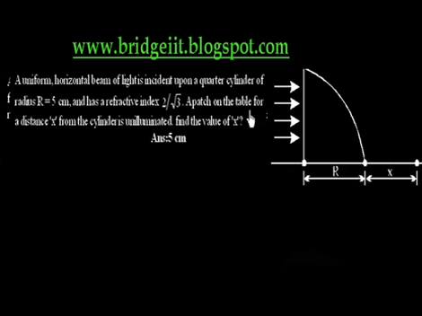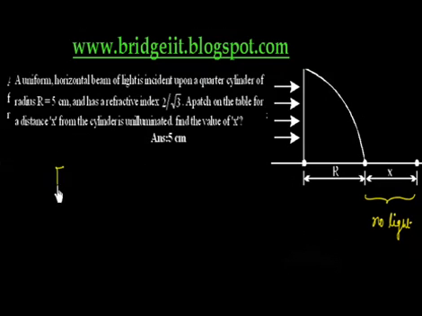Now a patch on the table at distance x from the cylinder is unilluminated. This means there is no light in this region. So this region is illuminated, and there is no light in this region. If you are able to find why there is no light, you will basically answer this question.